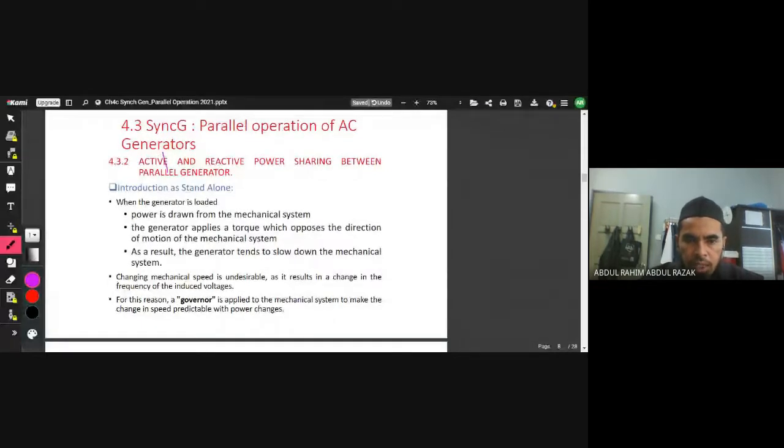So in terms of active and reactive power, it is shared between the parallel generators. When the generator is loaded, the power will be withdrawn from the mechanical system. Then the generator will apply torque in the opposite direction of motion of the mechanical system. As a result, the generator will slow down, and the mechanical system will slow down, the shaft we have here. So this is V out or V load. This is the rotating shaft.